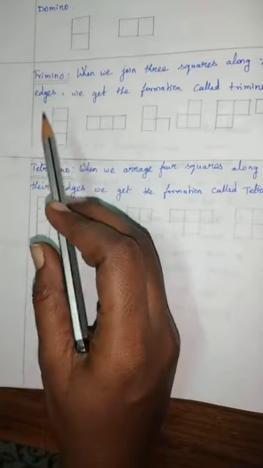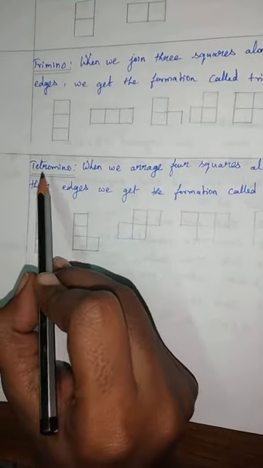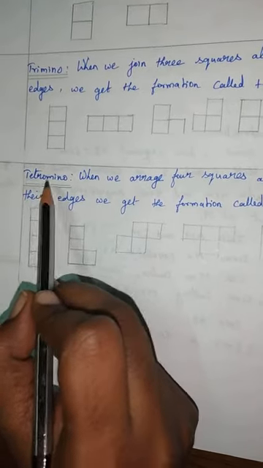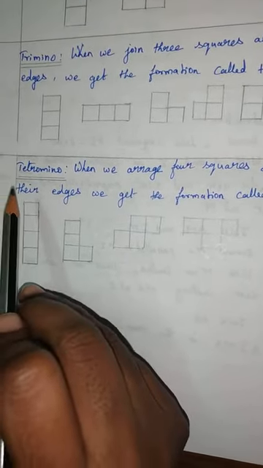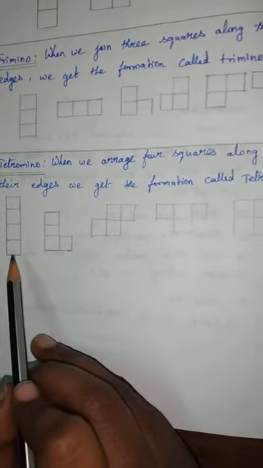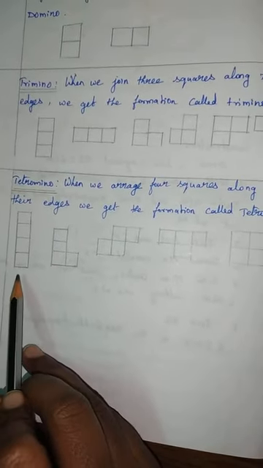Now let us see what is tetromino. Like trinomio, from the name itself we can say that tetra means 4. That is, when 4 squares are joined with their edges, we get the formation called tetrominoes. These are the common shapes of tetrominoes. When we rotate each shape, we will get some other tetrominoes.